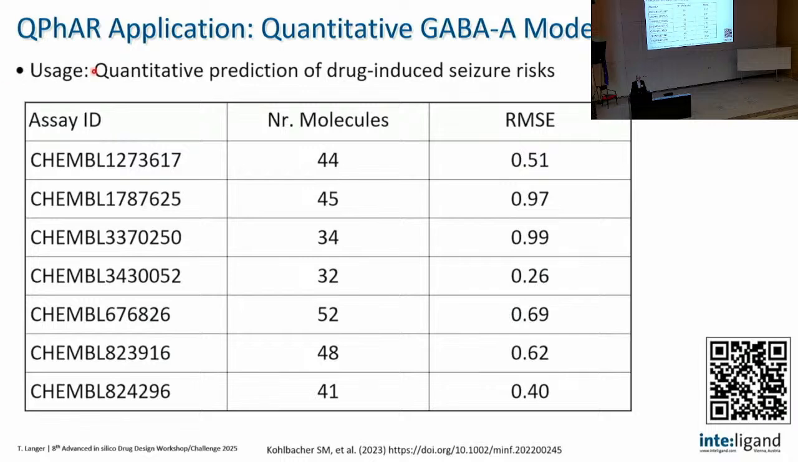And this is, for instance, a usage where we used quantitative prediction of drug-induced seizure risks using a quantitative GABA-A model. So the GABA receptor, the GABA ion channel: when you block this channel or negatively modulate it, it can induce seizures in your brain. And this is one of the big problems in early drug discovery. You don't want to give compounds that might induce seizures to patients in phase 1, for instance, right?